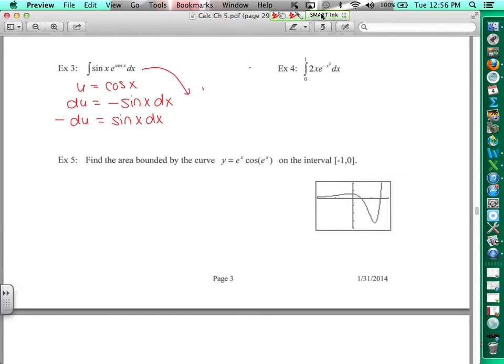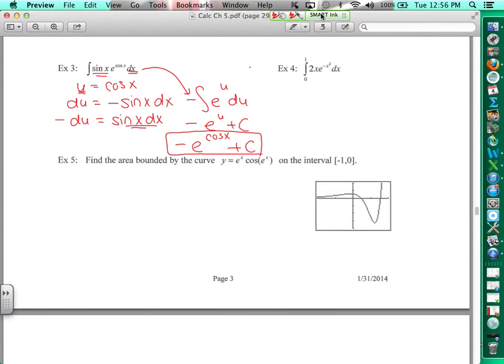Right, rewriting all in terms of u, I have e to the cosine x is equal to u. And then sine x dx, I can take that out and replace it with negative du. And e to the u integrates to e to the u. That negative out in front stays there. And finally take out u and replace it with cosine x.